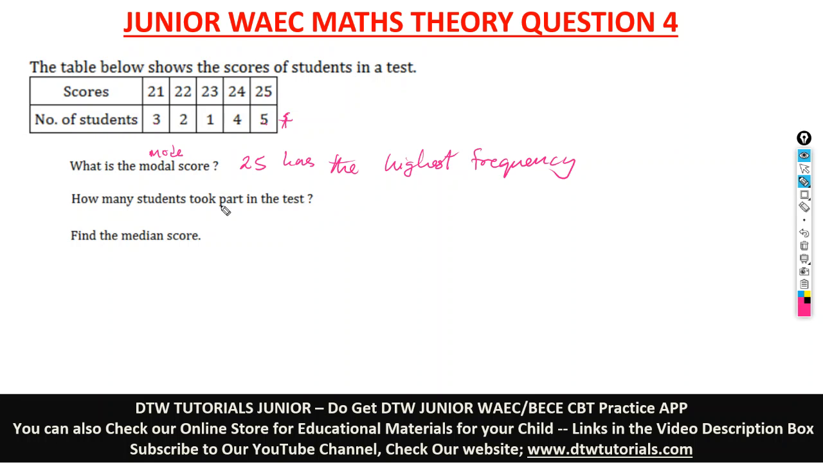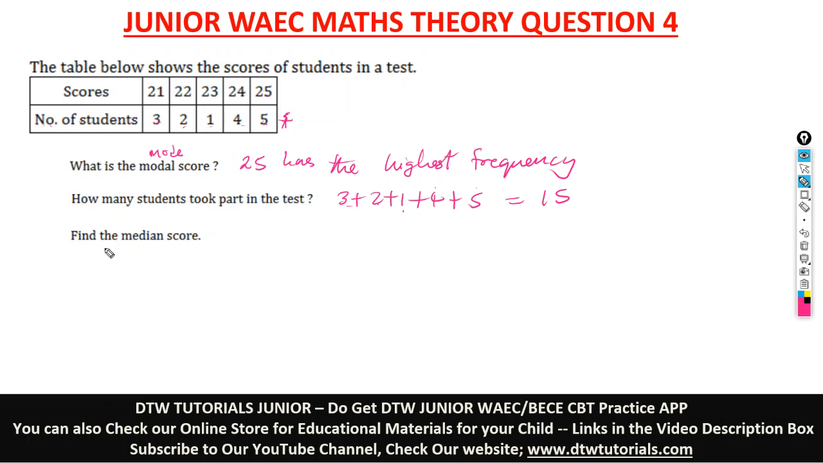Now it says how many students took part in the test. Now you don't go here to add. No, you can even see from our table here, it says number of students. So it means we're going to add all this. So we have 3 plus 2 plus 1 plus 4 plus 5. What is 3 plus 2? That's 5. 5 plus 1, that's 6. 6 plus 4 is 10. And 10 plus 5 is what? 15. So 15 students took part in the test. Just write that down.